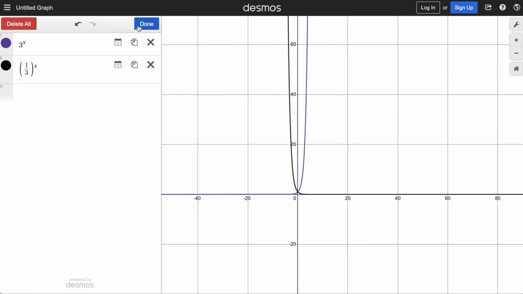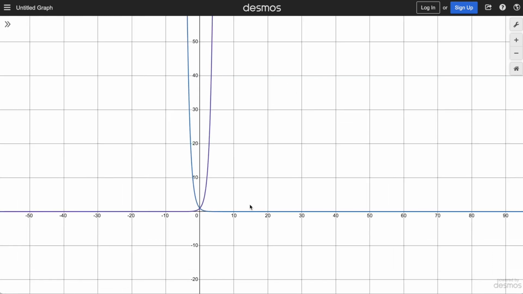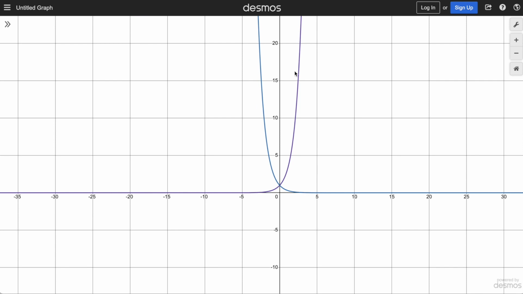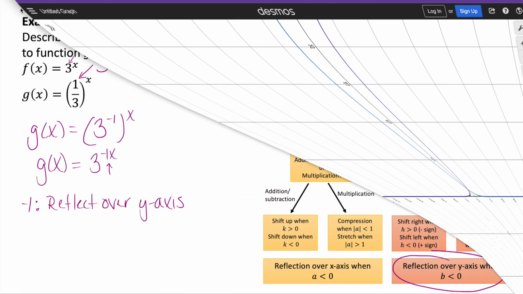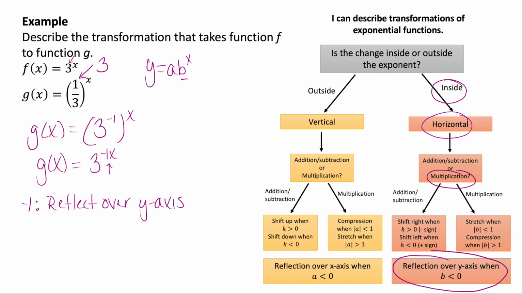If you can't see it with the grid lines, remember you can click settings and then change the color. So you can see now in blue, we have that new transformed function. What it's done is taken the graph and reflected it over the y-axis. So anytime you're doing a transformations question and you're in doubt whether your answer is correct, remember you can always use Desmos to verify your answer.